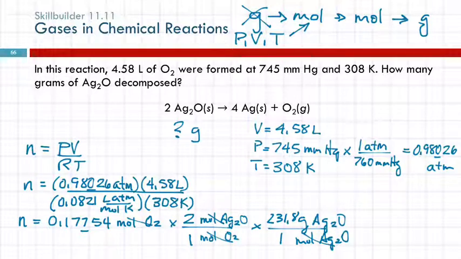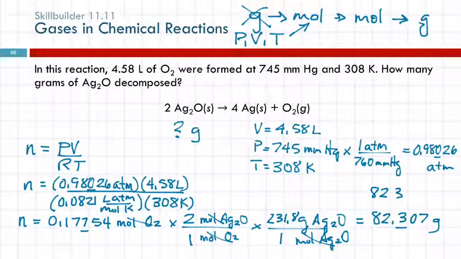So I've got 0.17754 times 2 times 231.8 equals, and we're still at 3 sig figs, 82.3, write down 2 extras, 82.37 grams, and then round that to 82.3 grams of silver oxide.